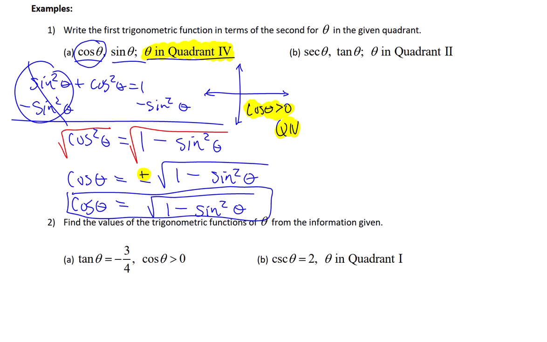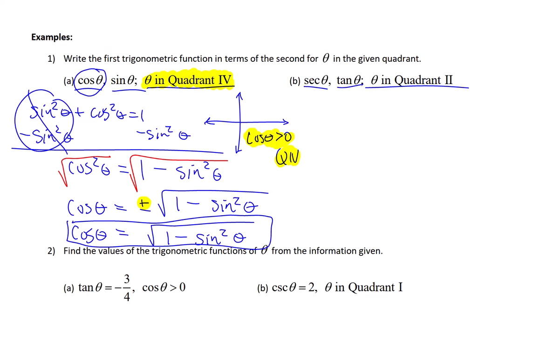All right, let's do a similar thing with example B, still really within the same instructions here, but the next one says secant theta first, then tangent theta second, and then theta in quadrant 2. All right, so kind of like we've just been doing, we're going to write the first function, that's secant, in terms of the second, that's tangent.